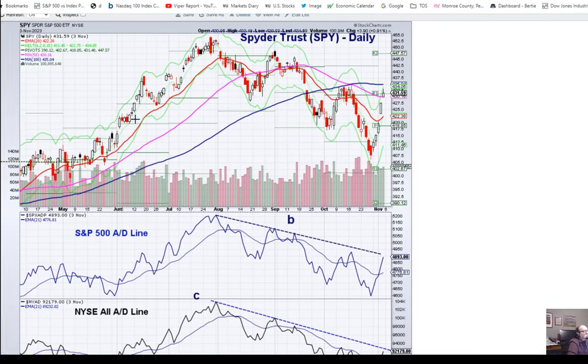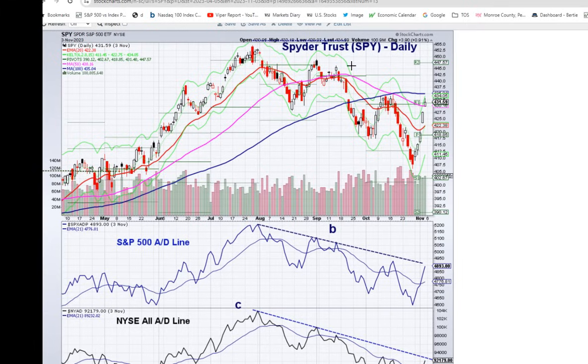This is one of my standard charts. It's the Spider Trust here. We have three different moving averages. The dark red is the 20-day EMA, which I concentrate on quite a bit. The pink, the 50-day, and then the blue, the 100-day. We also have the pivot levels that are very important, and we'll show you why.